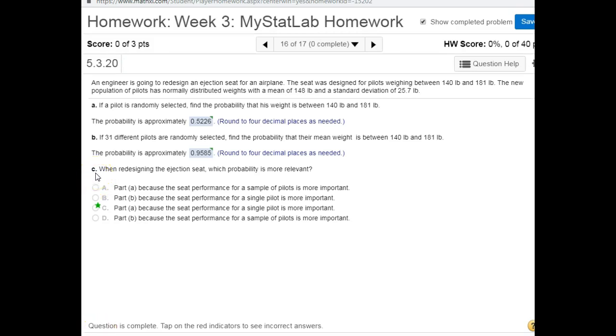And then part C is just about some application to this particular situation problem. When we're looking at a seat for a pilot, the individual matters more than a group average. We need it to work for each individual that is using it.